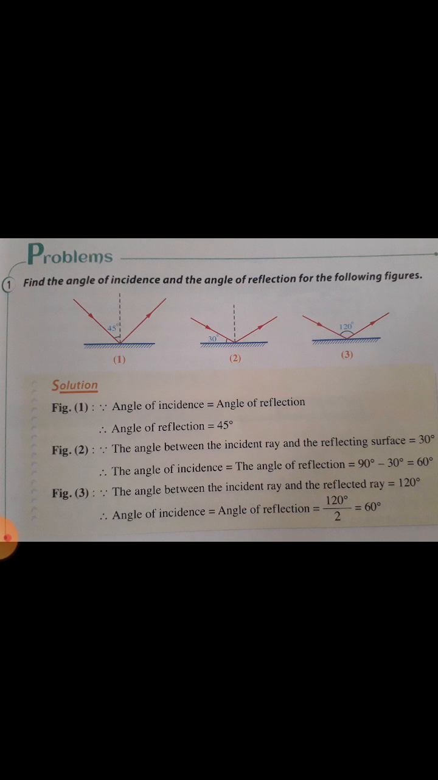In the third figure here we have the angle between incident and reflected light ray without the normal. So here you have to plot the normal. So the angle of incidence equals that of reflection equals 60.